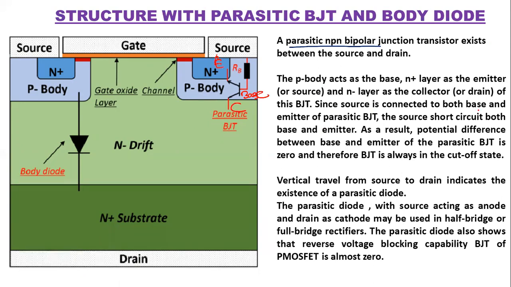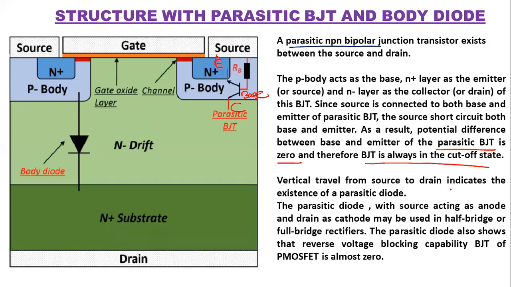Since the source is connected to both the base and emitter of the parasitic BJT, the source short circuits both base and emitter. As a result, the potential difference between base and emitter of the parasitic BJT is 0, and therefore the BJT is always in the cutoff state for a power MOSFET.